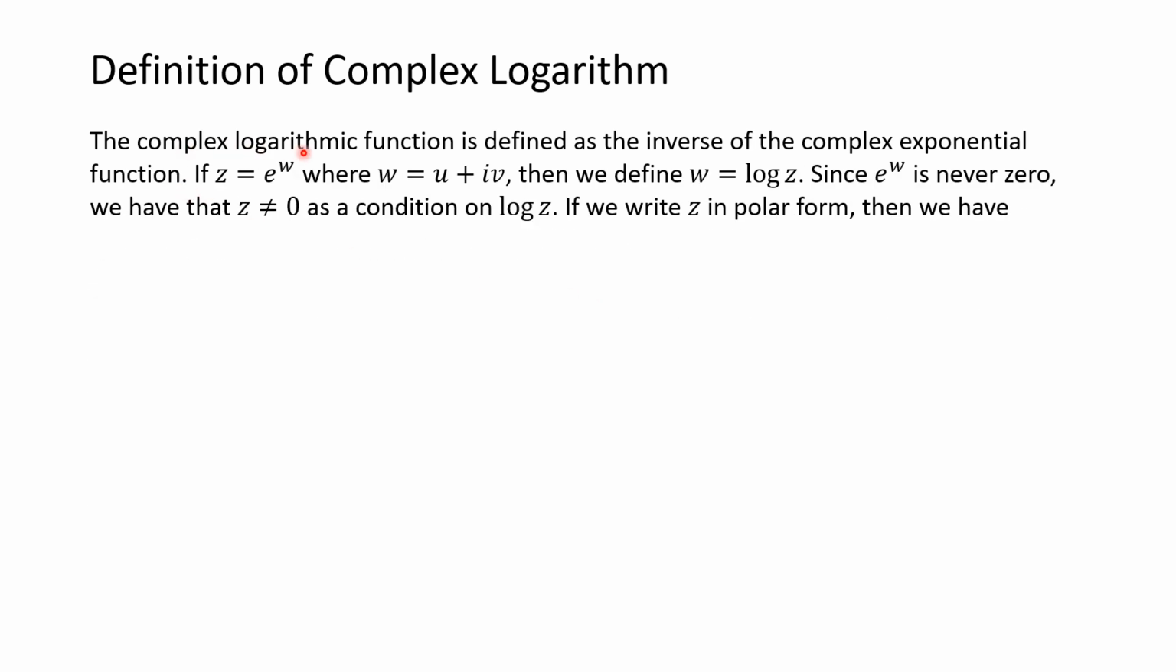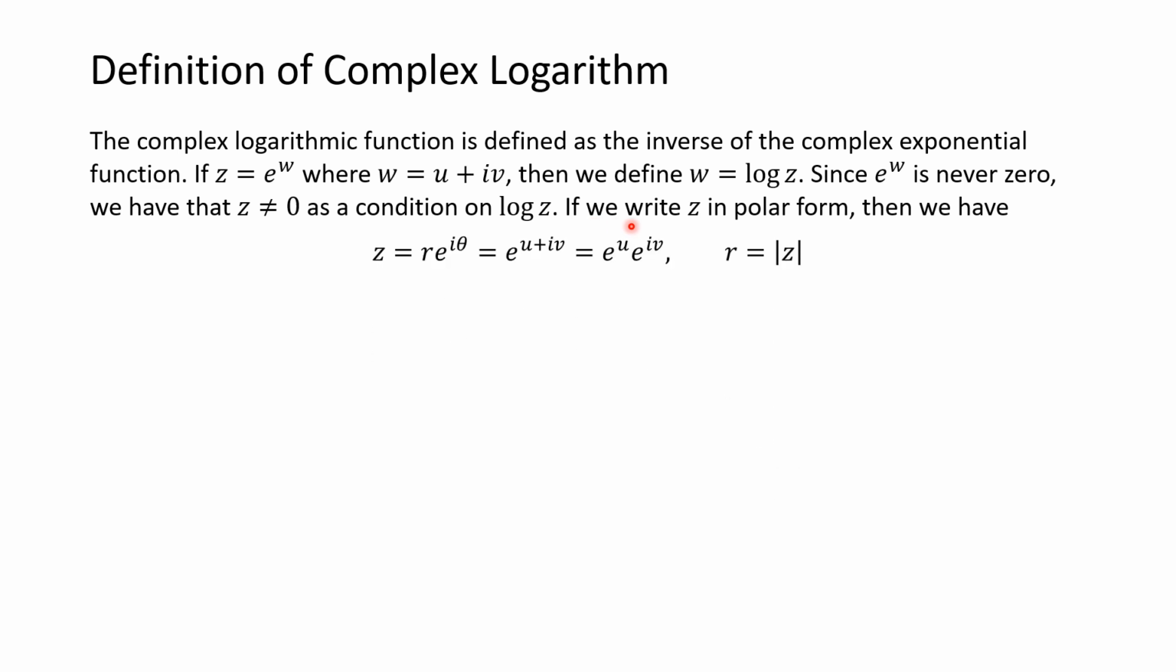The complex logarithmic function is defined as the inverse of the complex exponential function. So if we let z equal e to the w, where w is a complex number, then we define log of z equal to w. So the log is actually the exponent. That's true for complex as well as real valued logs. And since e to the w is never 0 and e to the w is z, then that means z does not equal 0. It's a condition on the log of z.